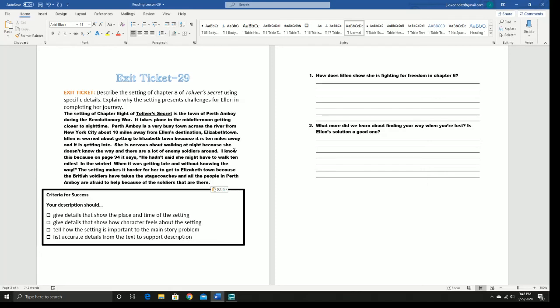Some of the problems that it creates is it also just has her doubt herself. We didn't talk much about that, but it has her doubt herself and her ability to accomplish her goal. It also creates the problem that she doesn't feel like she has any friends other than the enemy soldiers. She feels very isolated and alone. So there's a lot of different answers.